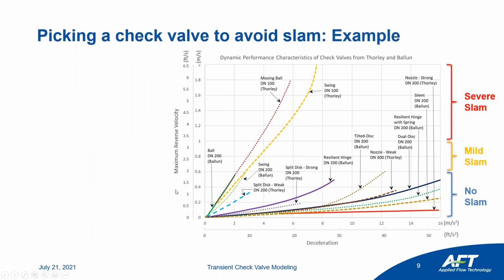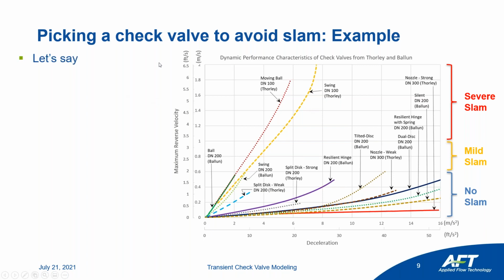So let's do an example. Let's make it a bit more concrete in terms of how you would use this graph to your advantage and how you can use this graph in Impulse as well to select the check valve. A lot of these characteristic curves are specified in Impulse. We'll take a look at an example of that a little bit later. But first, we'll take a look at an example.